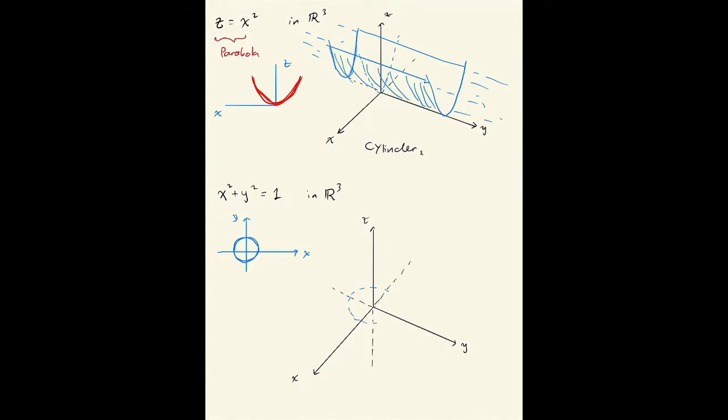So this is a circle, okay? So imagine this is a circle in the XY plane. So I will have a lot of circles along the Z axis, okay? So the axis will be the Z, the central axis, okay?